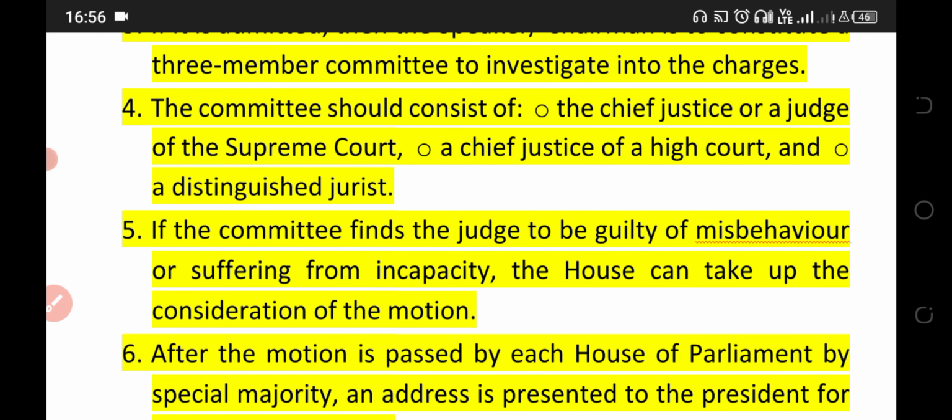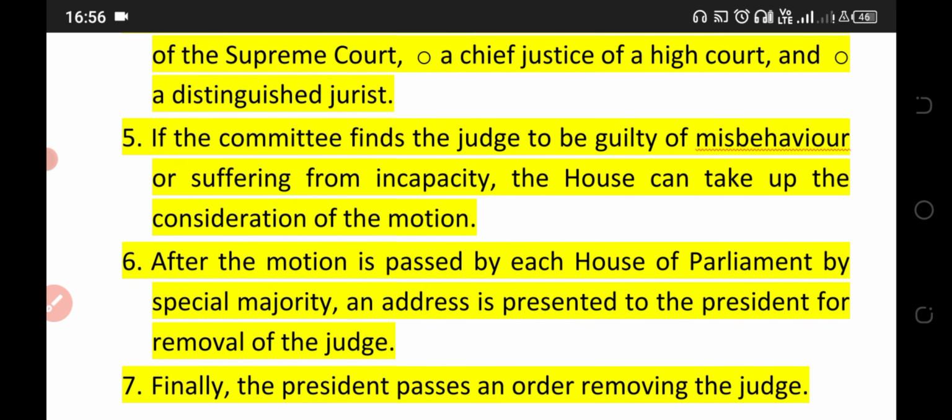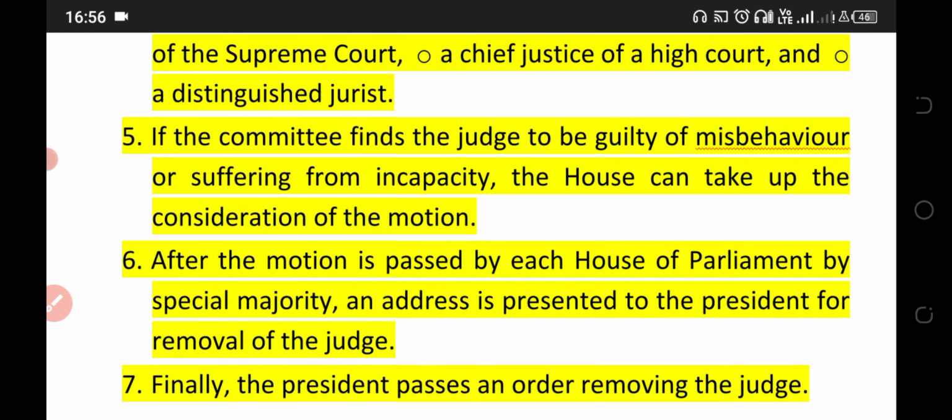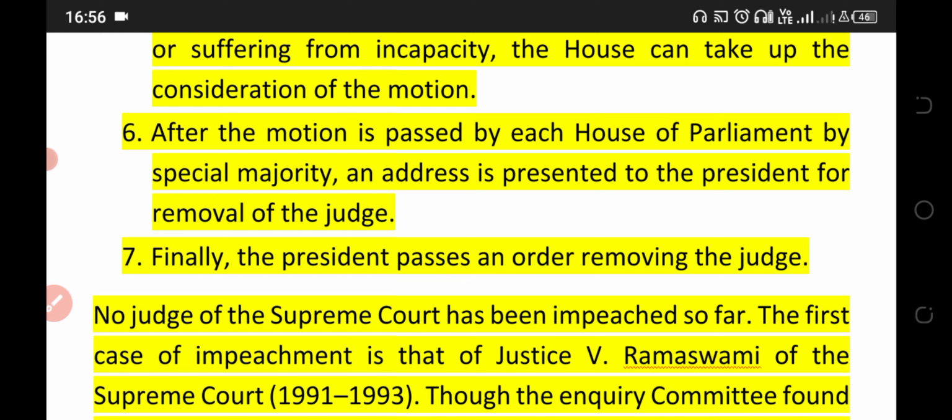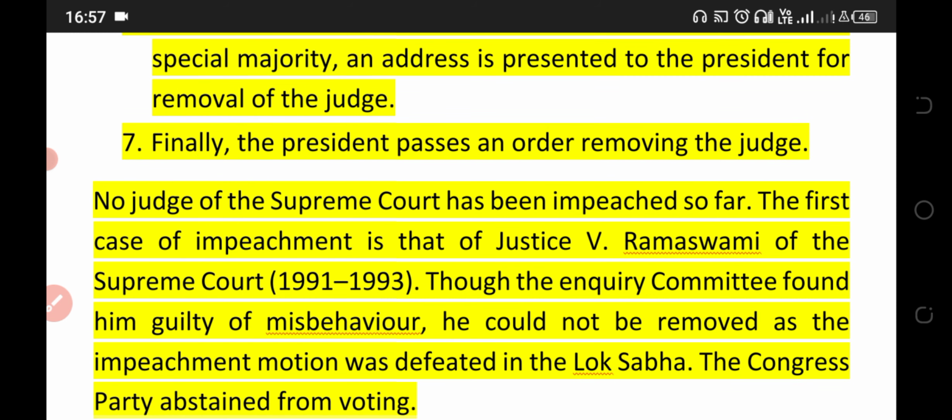The committee should consist of a Chief Justice or a judge of the Supreme Court, a Chief Justice of a High Court, and a distinguished jurist. If the committee finds the judge to be guilty of misbehavior or suffering from incapacity, the House can take up the consideration of the motion. After the motion is passed in each House of Parliament with a special majority, an address is presented to the President for the removal of the judge. Finally, the President passes an order removing the judge.